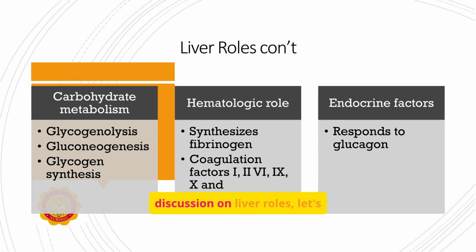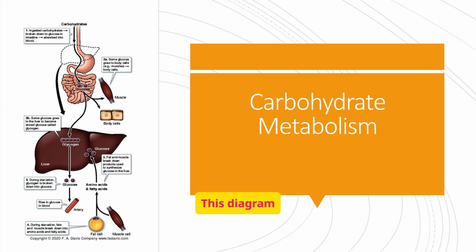Continuing our discussion on liver roles, let's consider carbohydrate metabolism, hematologic functions, and endocrine factors. The liver is involved in glycogenolysis, gluconeogenesis, and glycogen synthesis. It also synthesizes fibrinogen and coagulation factors, and responds to glucagon, showcasing its diverse functions. This diagram illustrates carbohydrate metabolism.